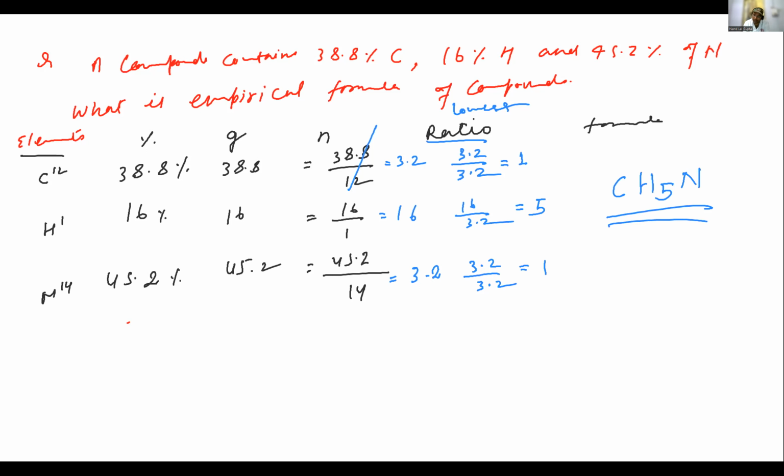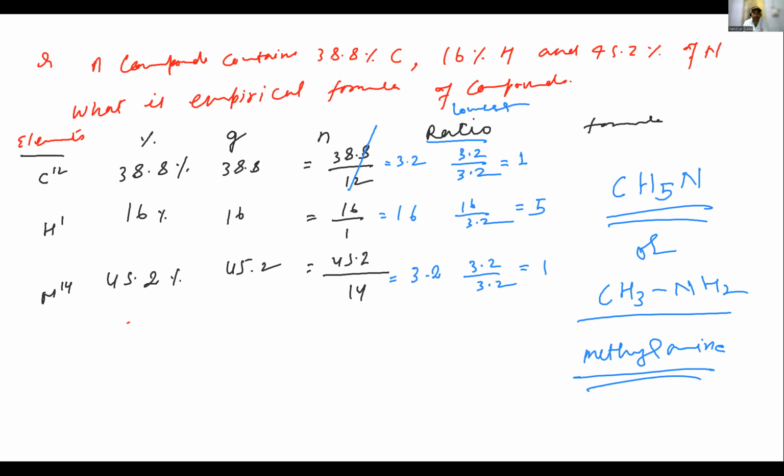But then you can rewrite CH5N as the compound CH3NH2. This is called an amine, methylamine. Why is it not CH2NH3? Because nitrogen's valency maximum is 3. Nitrogen has atomic number 7. I know nitrogen and all that, but then I was just asking.